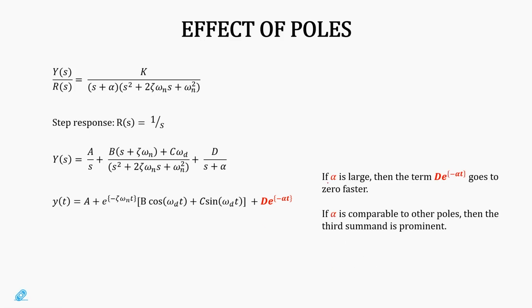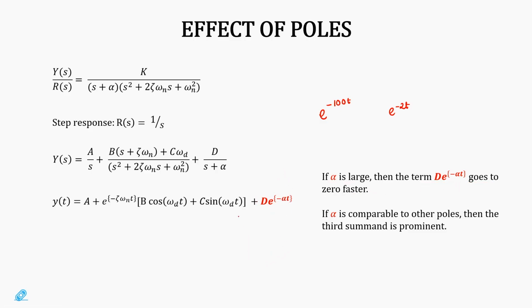So, you see, if alpha is large, then the term D e to the power of minus alpha t goes to 0 faster, because if you compare e to the power of minus 100 t and e to the power of minus 2 t, e to the power of minus 100 t goes to 0 faster. So, if the value of alpha is very high, then the effect of this term is low as t increases, right. The reason being that e to the power of minus alpha t, if alpha is very high, will die down to 0 faster. So, at higher times, the effect of this term will be very less.